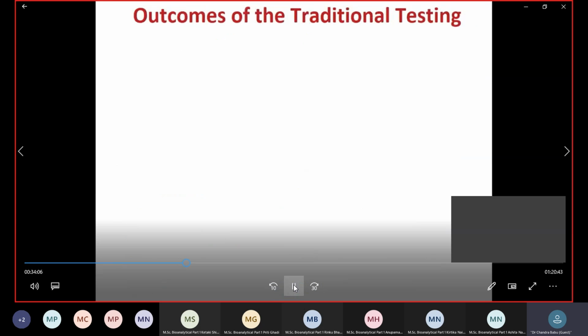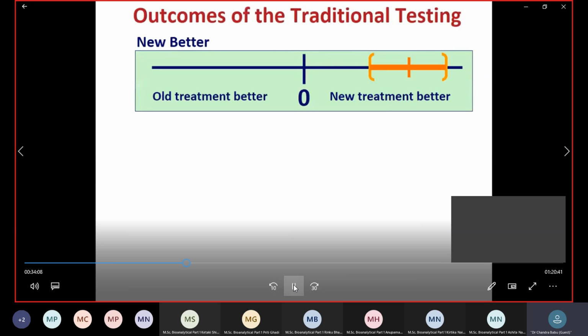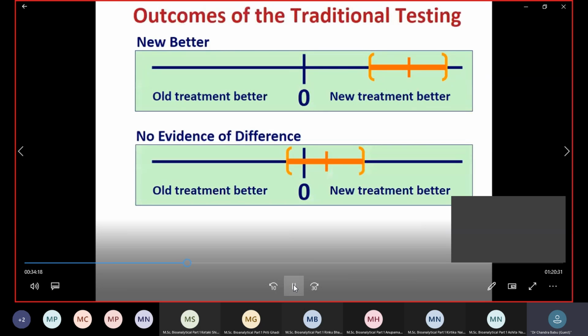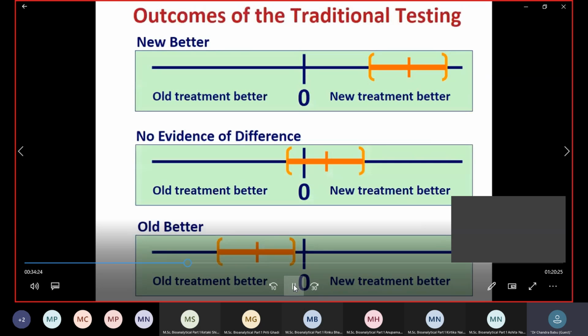So basically, if you think about it, there are three things that can happen if you do a traditional superiority trial. You can claim that the new treatment is better than the old. You can claim that there's no difference between the two treatments, or you can claim the old treatment is better.